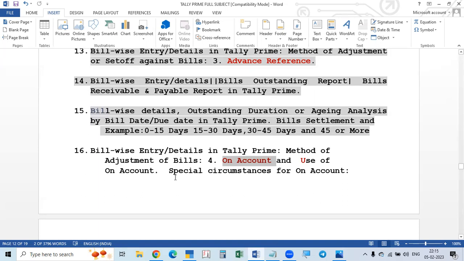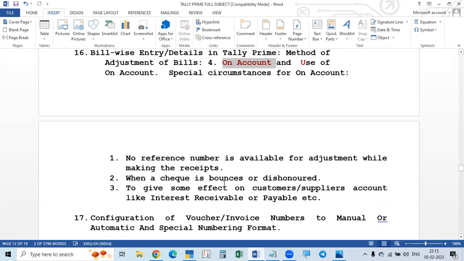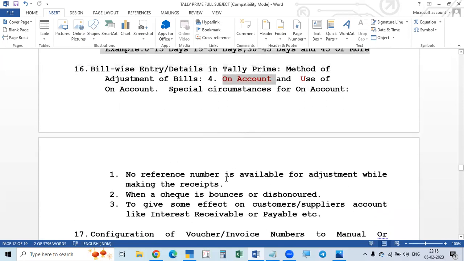We use the on account reference under some special circumstances; mainly there are three reasons for using it. One is when no reference number is available for adjustment while making the receipt. We receive payment, and in the bill-wise details window, we get all four: advance, against reference, new reference, on account. Generally we get against reference. But without any reference number, we cannot make the adjustment against reference, so we have to use on account. For that, we will take one example.